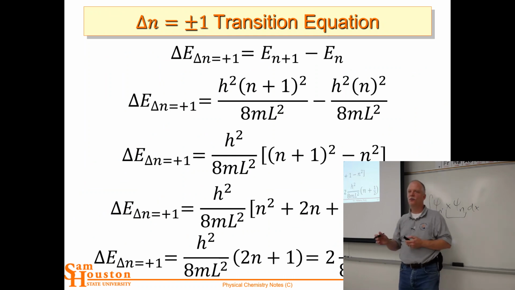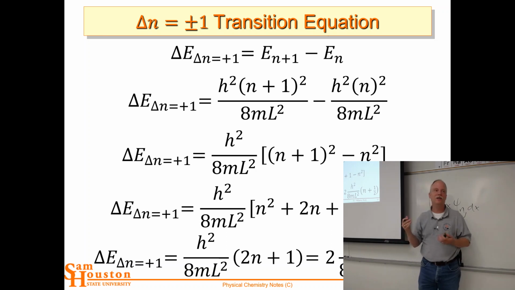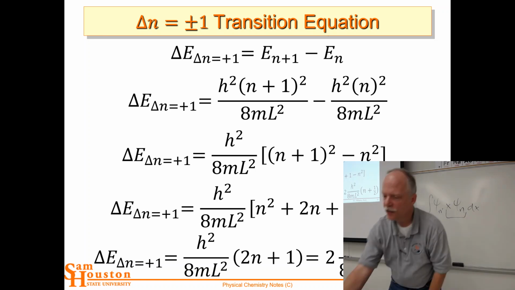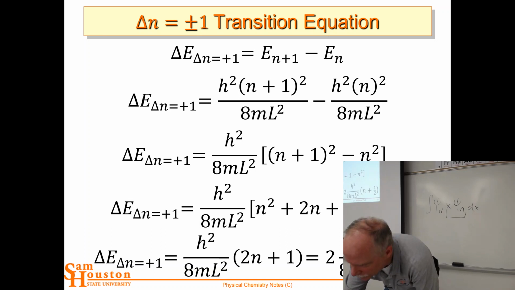So that's the y-axis. Then we go back to the transition equation. This was on the first exam. Calculate the transition equation. I think it was for, I don't know, delta n equals 2 or something. This is the fundamental and hot band transition equation, so delta n equals +1. And you get this sort of strange way of writing it.